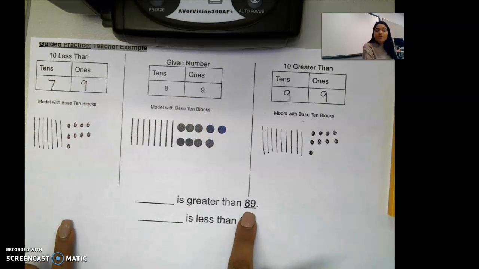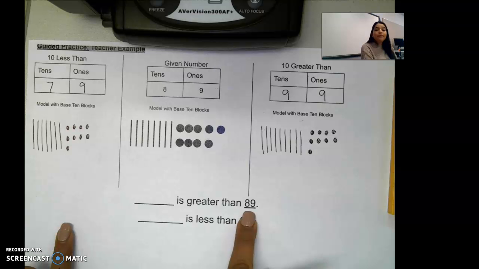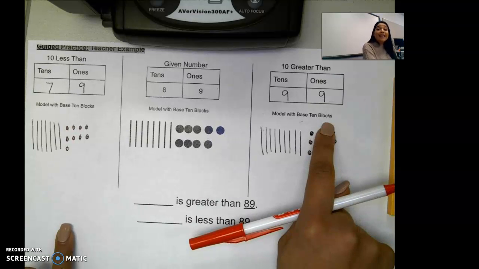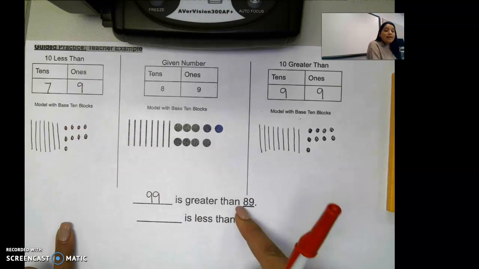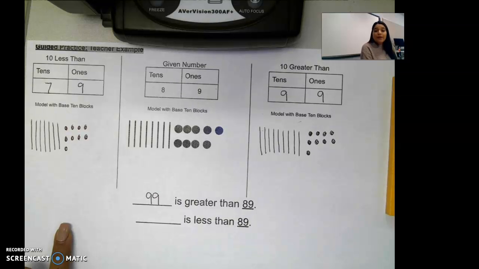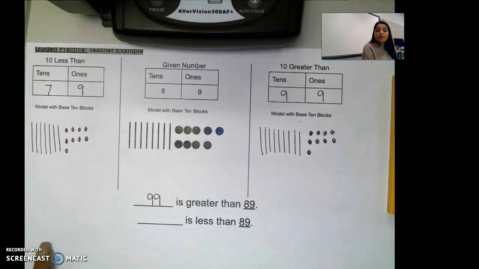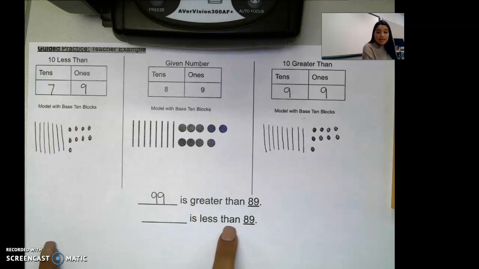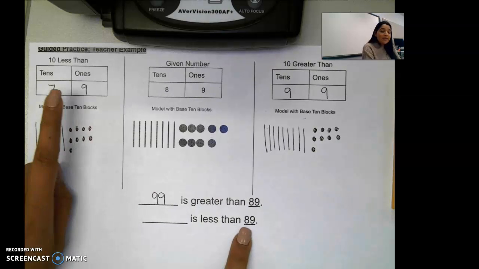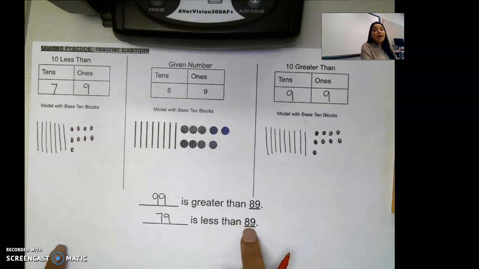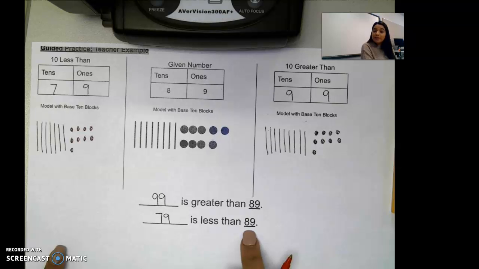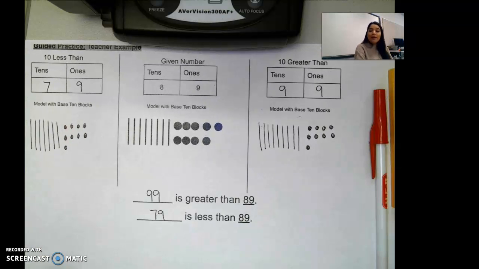What number is greater than 89? What number did we come up with? 99. Awesome. 99, because we added 10 to 89, so it makes it greater. What number did we generate that is less than 89? Awesome. 79. 79 is less than 89 because we took 10 away. It's smaller. Awesome job.